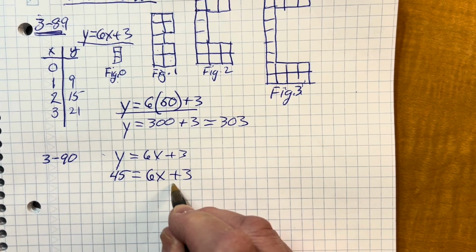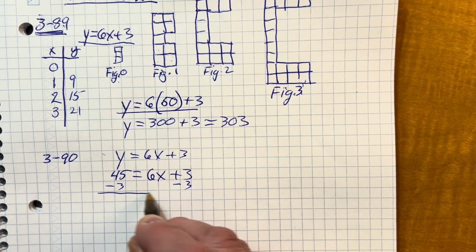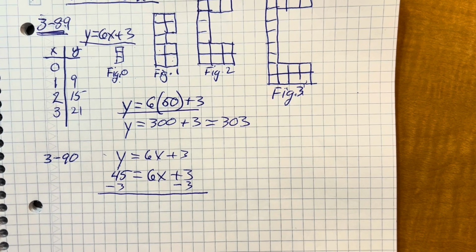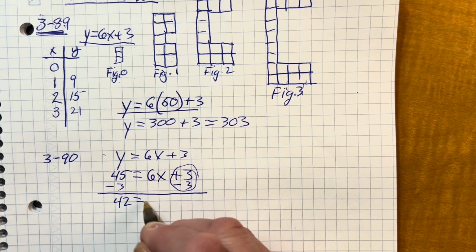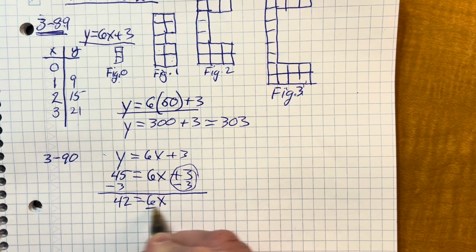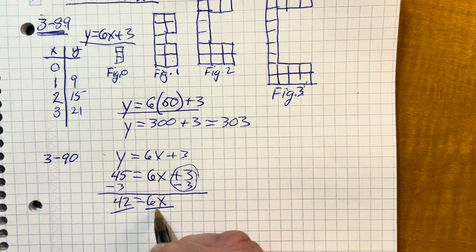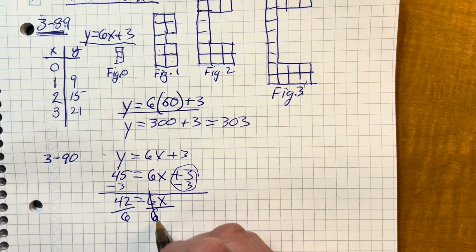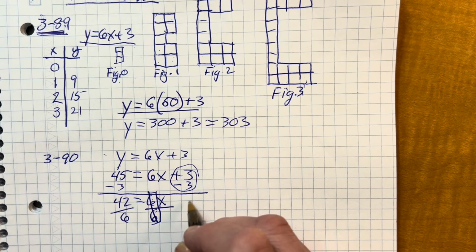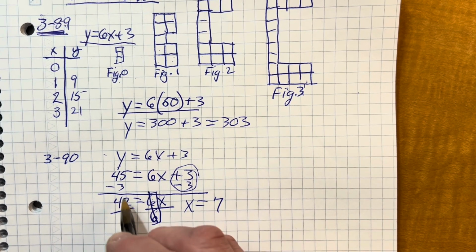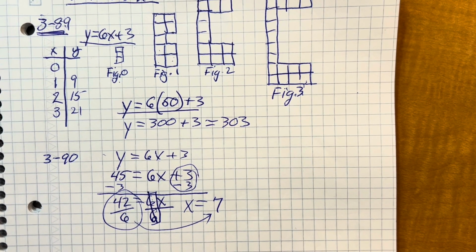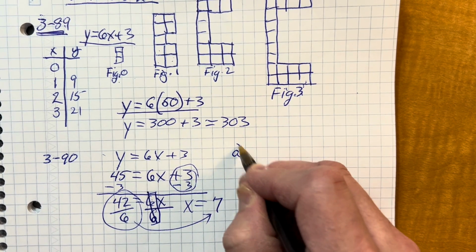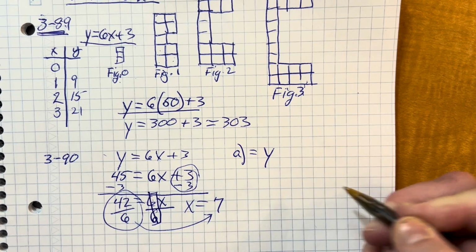Okay, so what I'll do is I'll subtract 3 from each side, just like we would any other algebraic equation. When I do that, this becomes my 0 pair. This becomes 42 equals 6x, and many of you can already see it's going to be 7, but let's divide and make sure. This is my giant 1. x equals 7. That's number 90. That's part A. Which variable? The answer is the y variable.